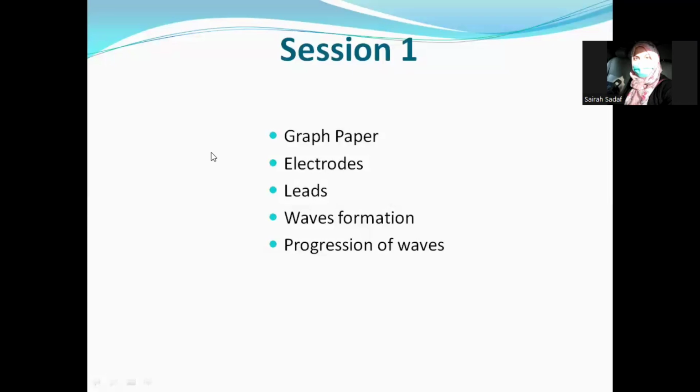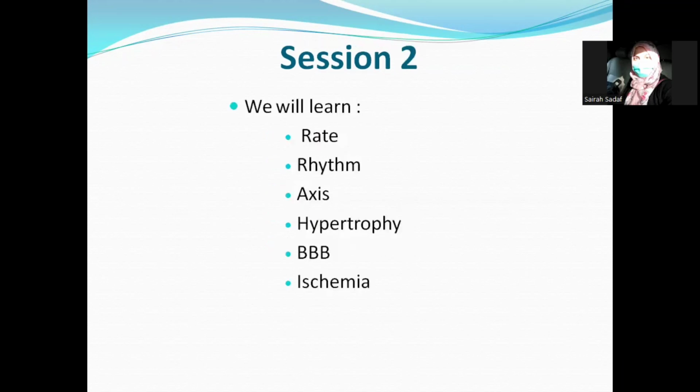So yesterday we went through all these details of the graph paper, the electrodes, leads, wave formation, and progression of waves. Today we will be doing rate, rhythm, very important one, axis, and my most favorite topic, axis. Then hypertrophy, bundle branch block, and if we have more time, we will go through ischemia as well.